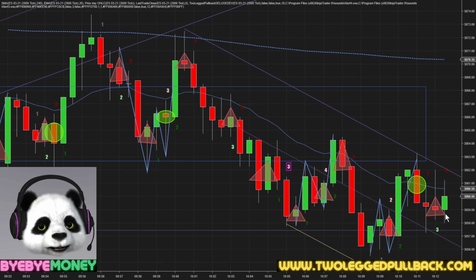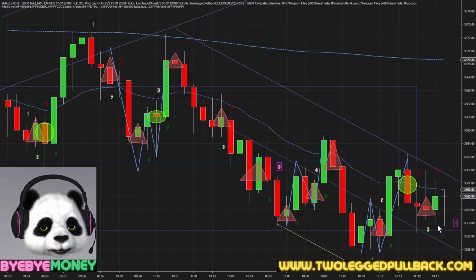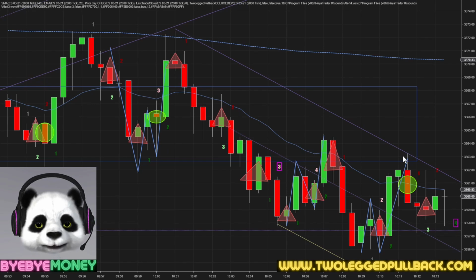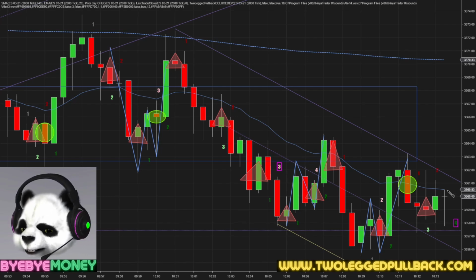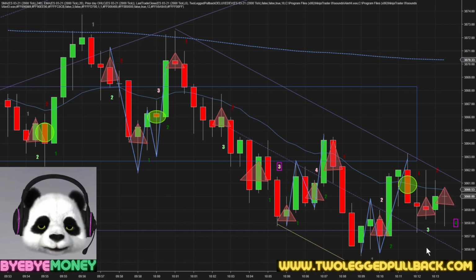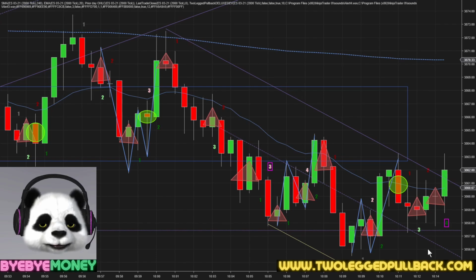Okay, and good thing we skipped it. See here, it almost makes a point, but finally reverses, and we do see a trap here. Two-legged pullback, doji bar, skipping that doji. I hate dojis. And that's enough for a scalp right there.